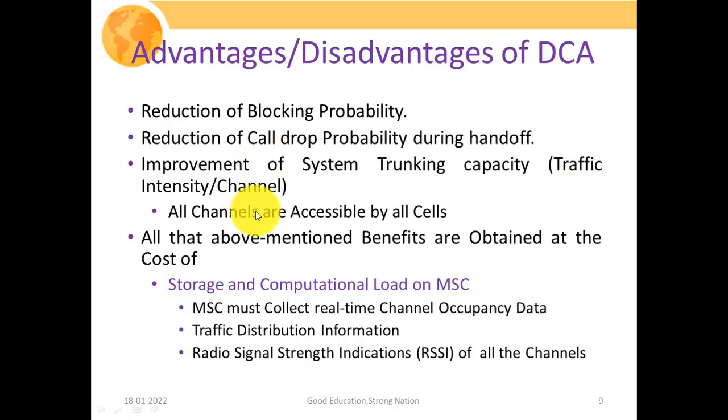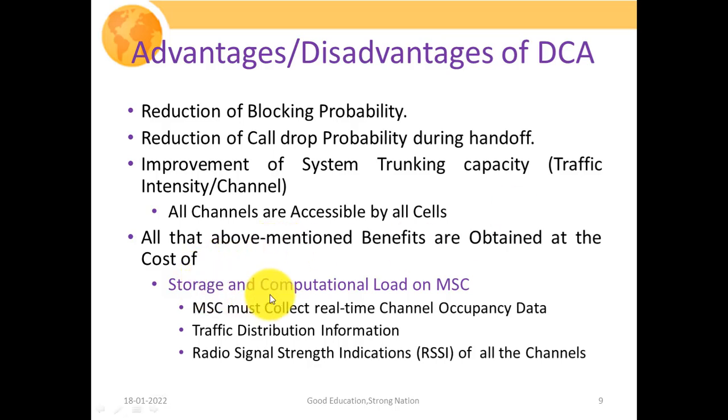So the idea is that all channels must be accessible by all the cells. Since we have not provided any fixed reservation to any individual cell over the frequency ranges, the strategy in dynamic channel allocation is that all the frequency bands are accessible by all the cells depending upon their requirement. All the above mentioned benefits are obtained at the cost of something. Obviously we have seen there are many advantages of dynamic channel allocation over fixed channel allocation, but there has to be a certain cost that we have to pay.